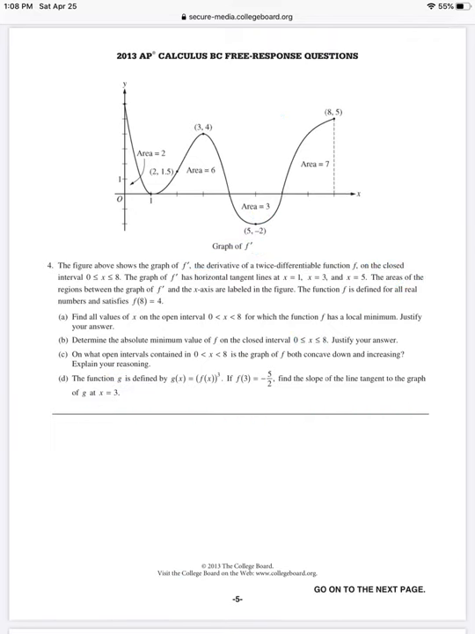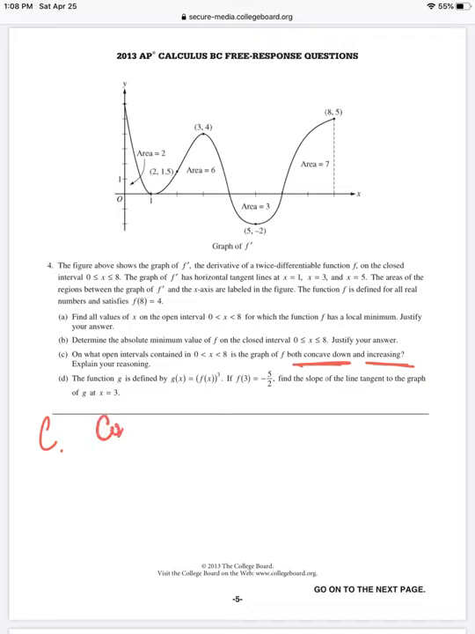All right, part C. Let's look at C. On the open interval, so now we're not looking at the endpoints. Now it's an open interval, right? On the open interval from 0 to 8, on what open intervals contained in 0 to 8, so I'm looking at actual whole open intervals, is the graph both concave down and increasing? Explain your answer. Well, I can actually do the explanation first before I figure it out.